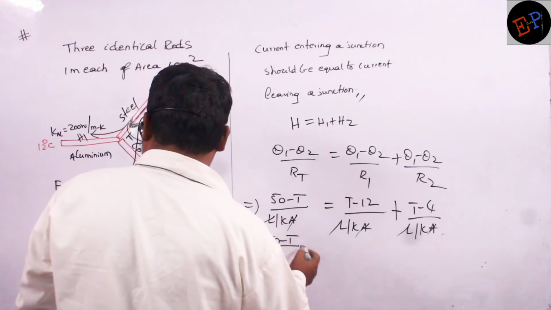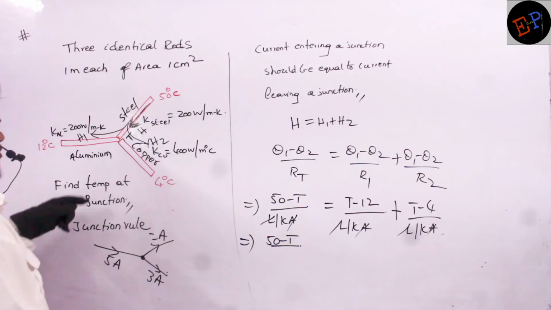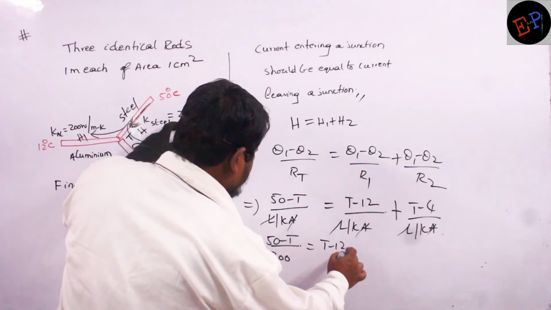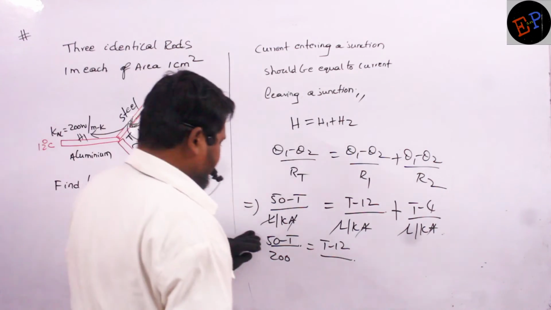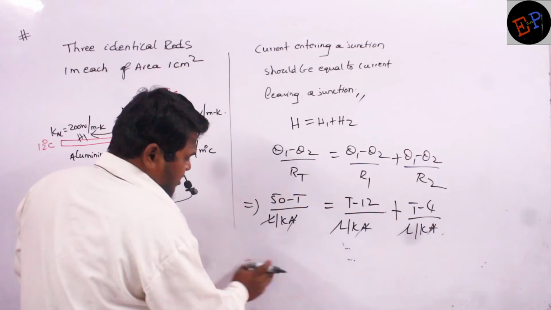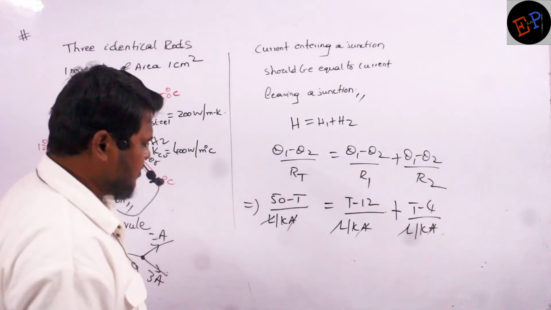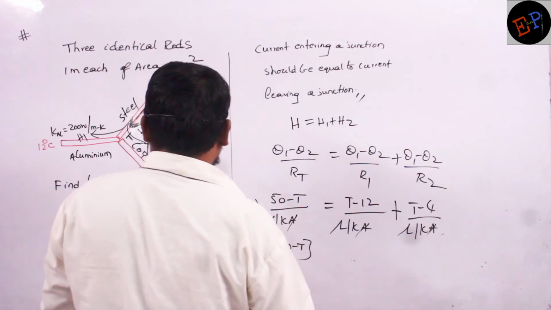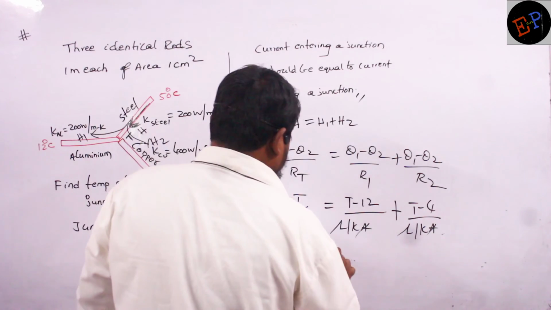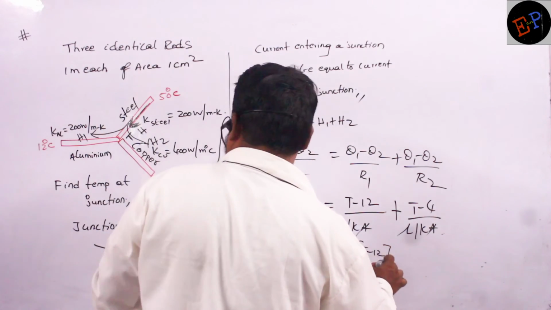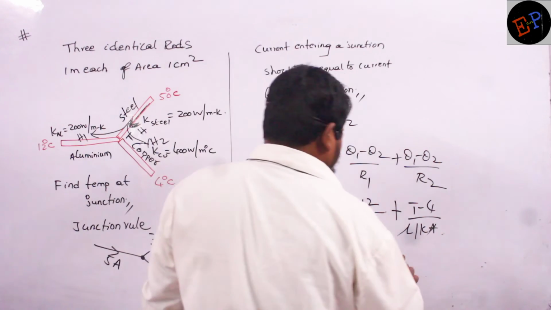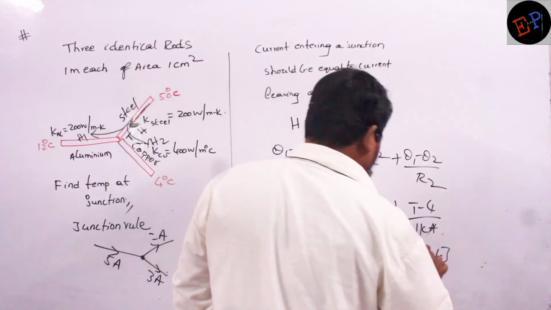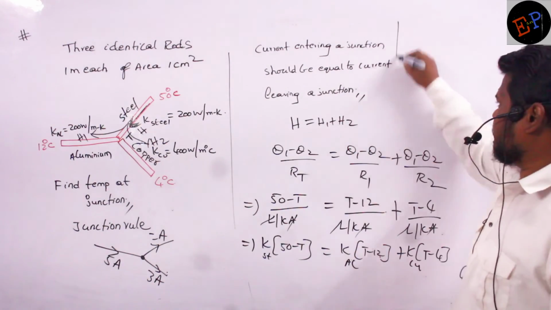So 50 minus T divided by, K values are given, no? K value of steel is how much? Oh sorry, this is 1 by K, no? K is present in the denominator, so it goes to the numerator. So I have to write K into (50 minus T), and this is for steel. This is equal to K into (T minus 12), and this is for aluminium, plus K into (T minus 4), this is for copper. Now just substitute all the values.